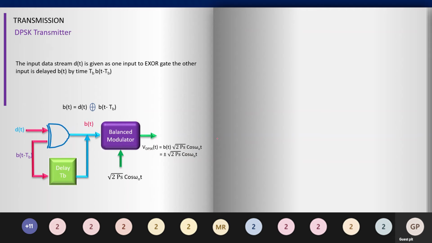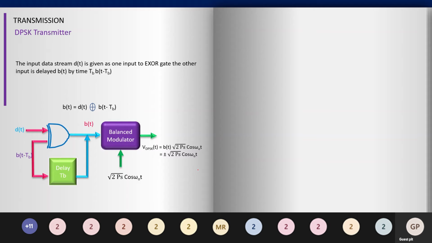Here we've got a carrier used, so only this signal alone will be transmitted. From this signal the receiver will extract the message data and the carrier. There is no need to separately give the carrier as a second input to the DPSK transmitter. Once we see the DPSK receiver, you'll get to know. So there is no need for a coherent carrier. Synchronization of the carrier is not needed in DPSK, whereas in BPSK we need to synchronize the carrier at both the transmitter and the receiver.